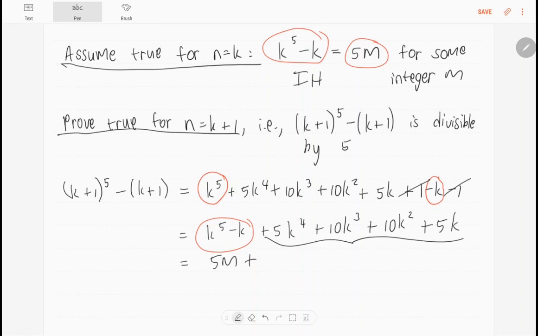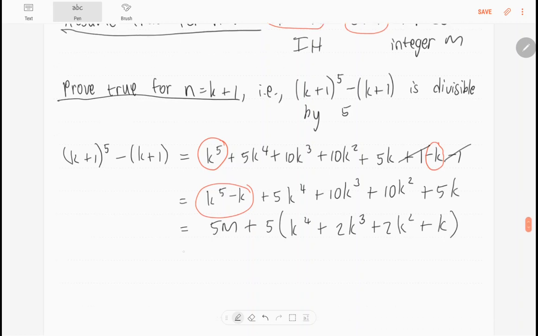Because remember, our goal is to show that what we have on the left-hand side can be written as a multiple of 5. So if we take out a common factor of 5 there, then we are left with k to the 4 plus 2k cubed plus 2k squared plus k. And then we can take out a common multiple of 5 from here and there. So then I get 5 multiplied by m plus k to the 4 plus 2k cubed plus 2k squared plus k. And this is what I wanted to show.